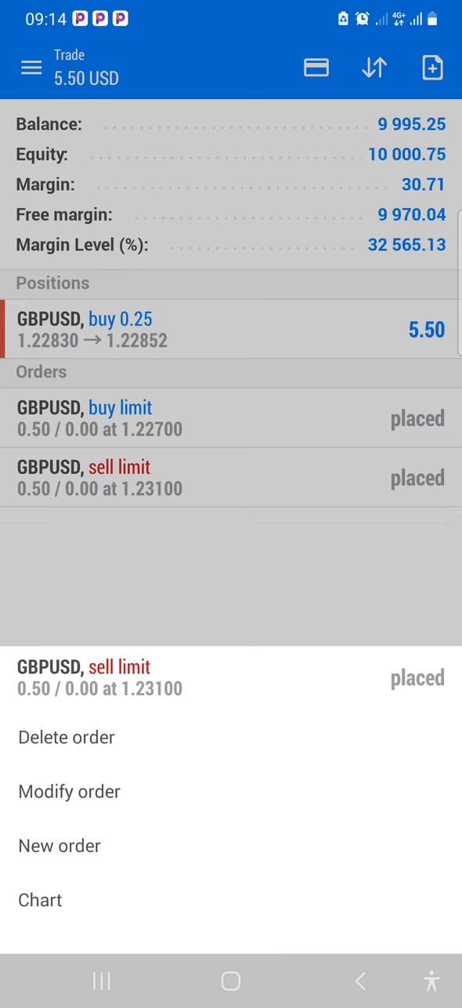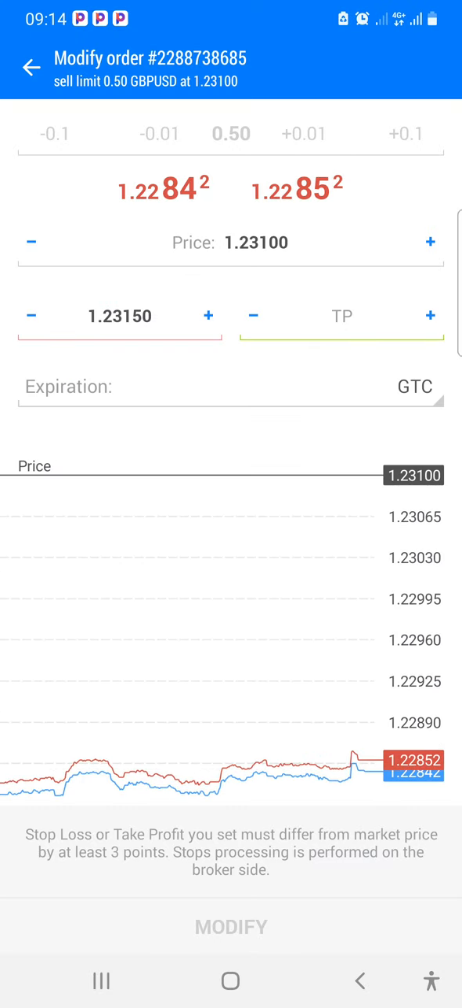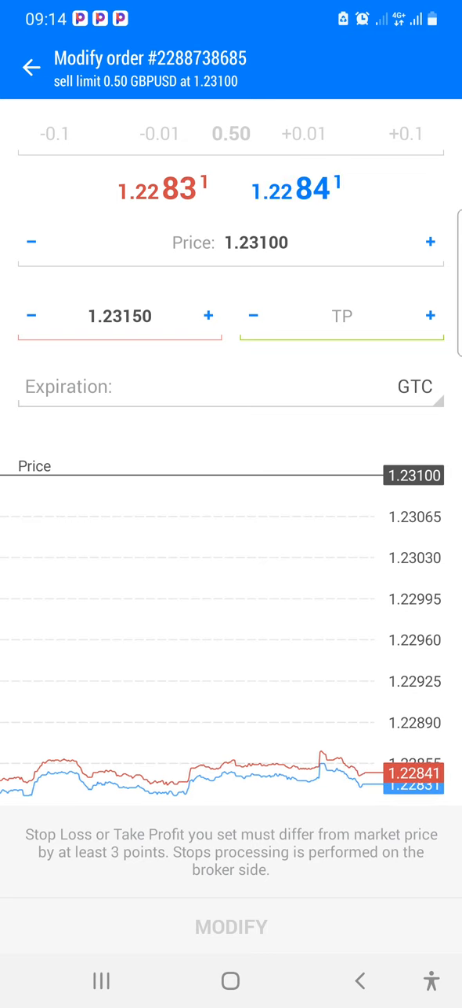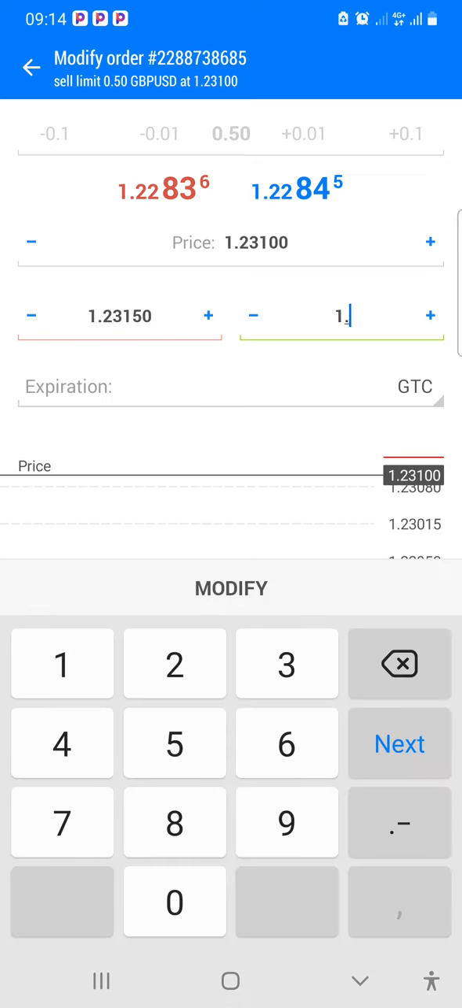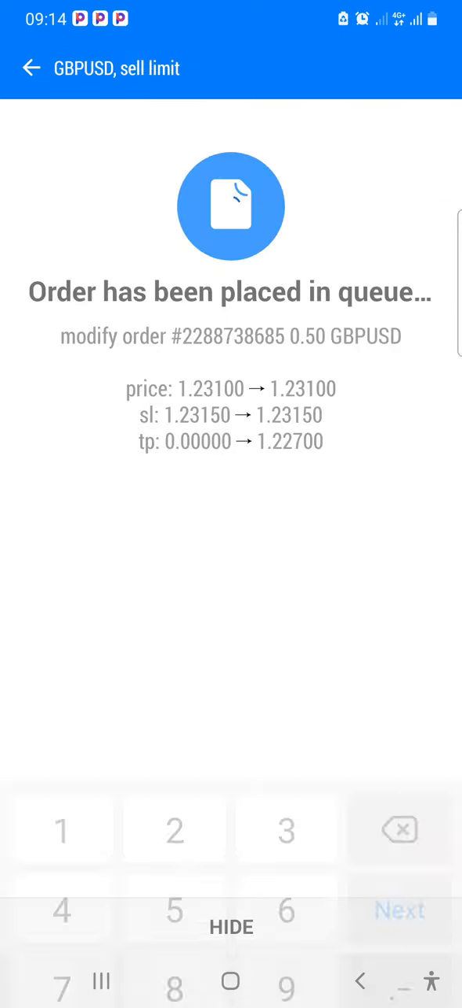I can modify the order. The only thing you will not be able to change is the lot size you used. When the trade is running, you can adjust the lot size. But before then, once you place an order, you either cancel it, delete it if it has not triggered, or you can only modify the order instruction, which is the price at which you want to sell and the price at which you want to take profit. And so now let me see my 1.2270, modify.